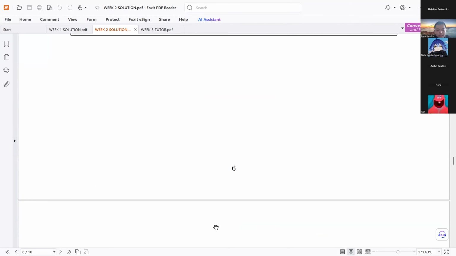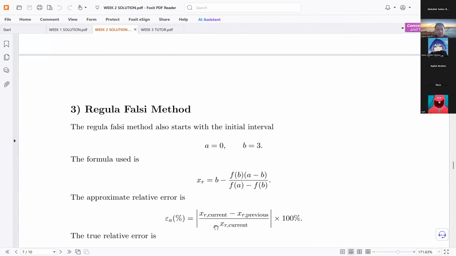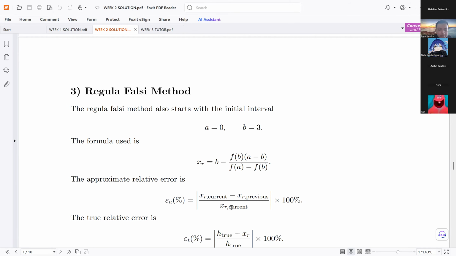And the last method is the regula falsi method. For the regula falsi method, we also start with the initial interval, which is 0 until 3. And the formula used is like that. So for XR, basically we just change the midpoint formula into a new formula. For the numerator, it is FB times A minus B, and for the denominator, it is FA minus FB. And the approximate relative error and true relative error you already know.